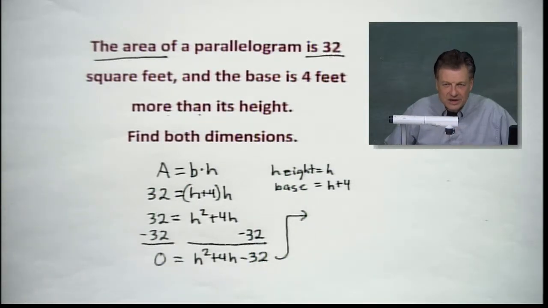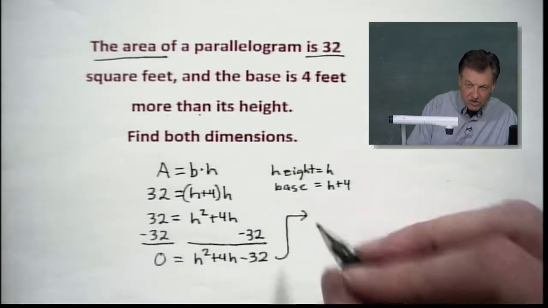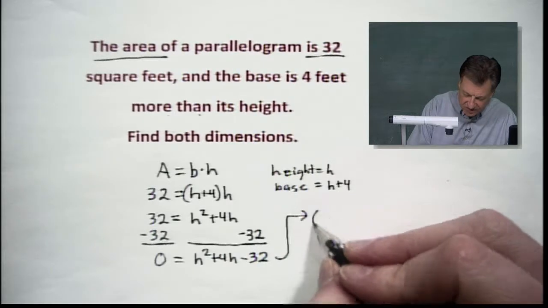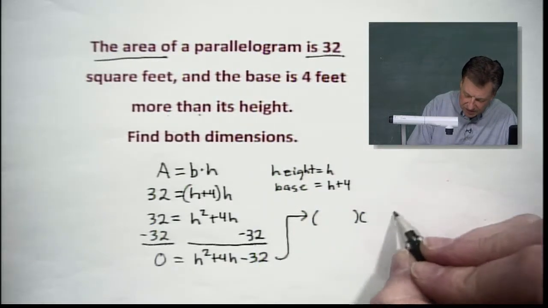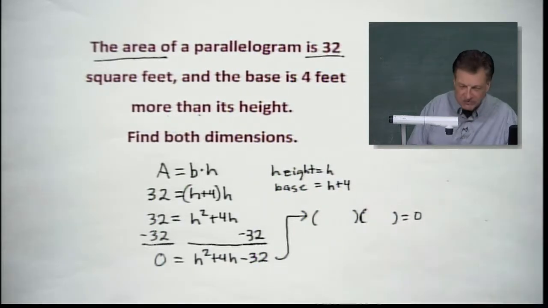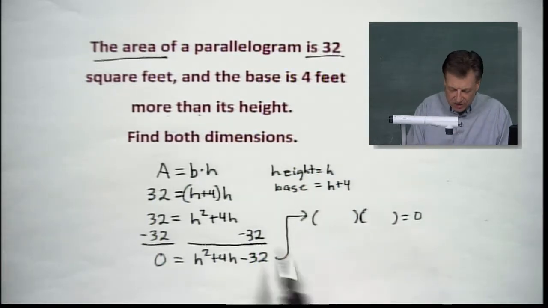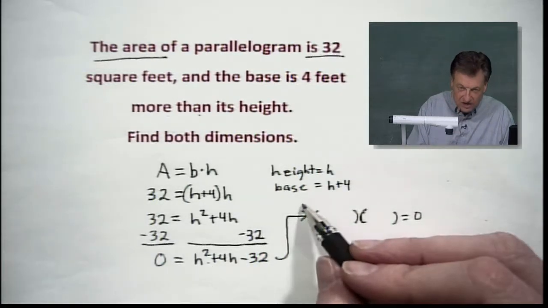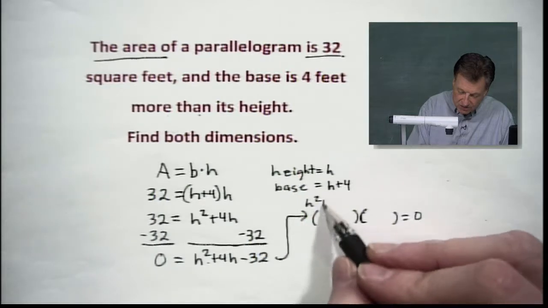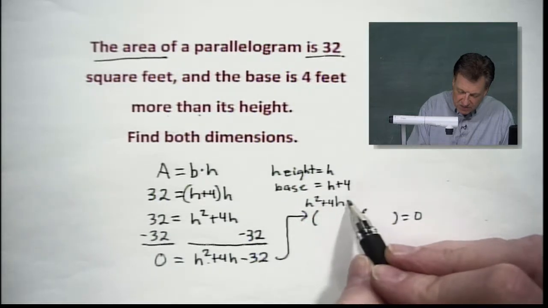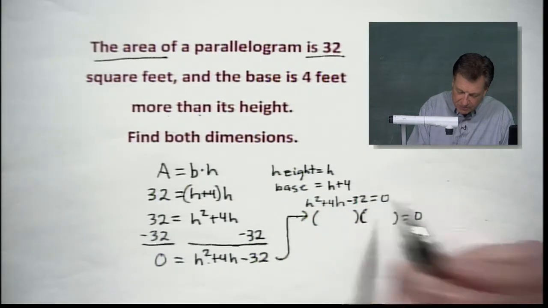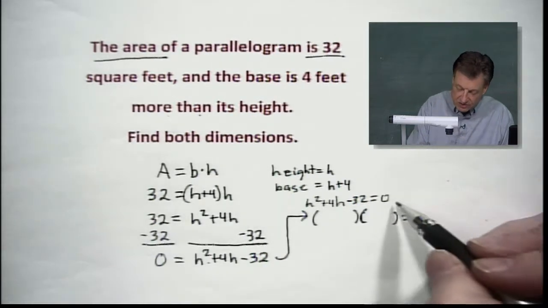We're going to put in factoring time here. We're going to break this thing open into 2 parentheses. I'll go ahead and put the equals 0 to the right. Just makes me feel a little better. And looks like we've got this h squared plus 4h minus 32. That minus 32 is important, equaling 0. So the 0 just came straight down.